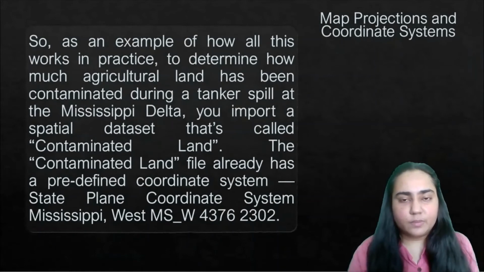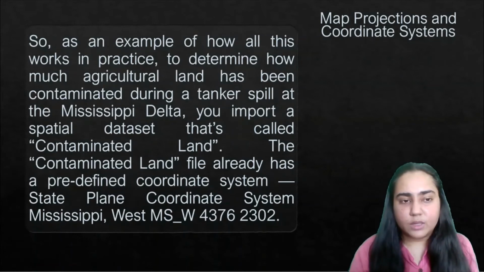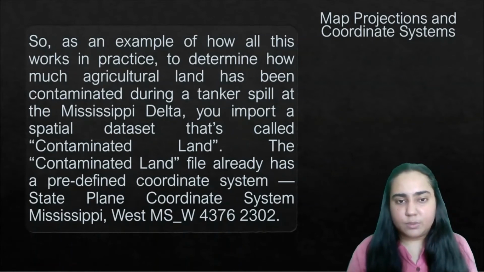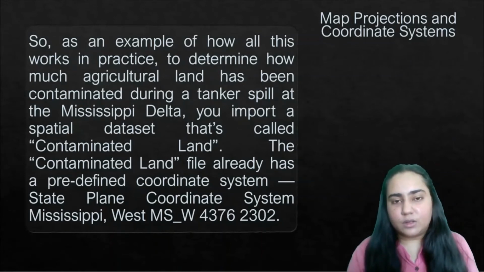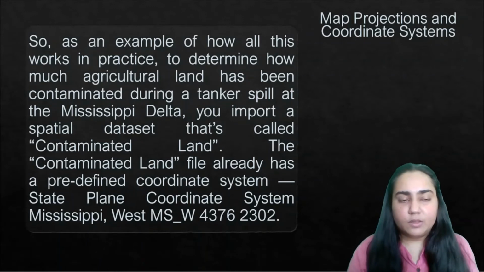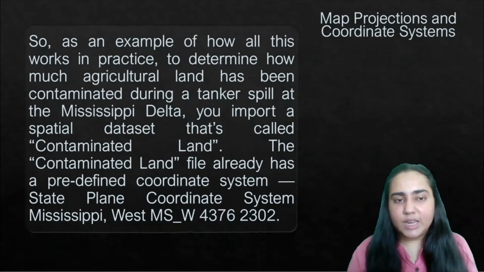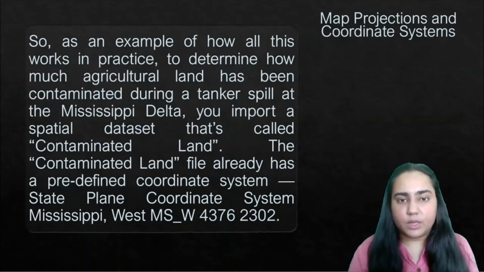So as an example of how all this works in practice, consider determining how much agricultural land has been contaminated during a tanker spill at the Mississippi Delta. That tanker could be containing some poisonous substance, and it's agricultural land. Because of the tanker spill, the agricultural land in the Mississippi Delta is now contaminated. So you import a spatial data set, which is called contaminated land.